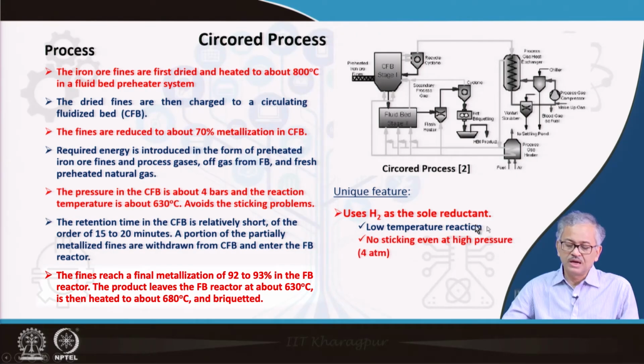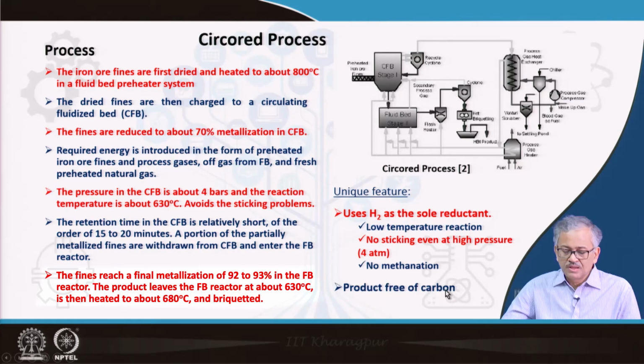Natural gas is reformed completely to hydrogen, and the reaction temperature is low, only 630 degrees centigrade, and that avoids the sticking problem of the powder particles. No sticking even at high pressure; at 4 atmospheric pressure you don't have any sticking. Since it is a circulating fluid bed reactor, you can operate at much lower pressure, and if you decrease the pressure, the operation becomes much easier.